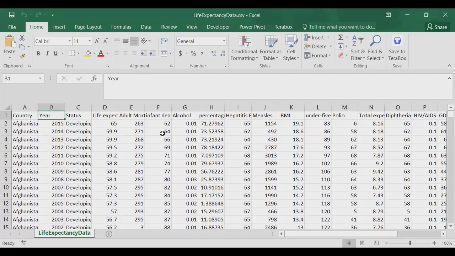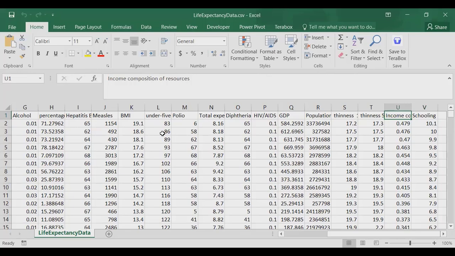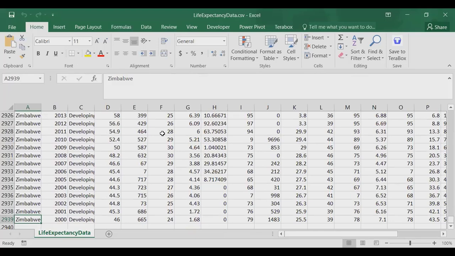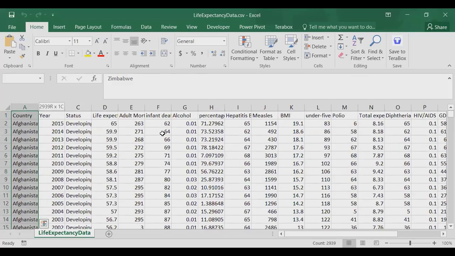The country name is there, year is there, status is there, life expectancy is there, adult mortality is there, infant deaths, alcohol, percentage expenditure, and it goes on to BMI, body mass index, and schooling. These are mostly 22 columns, along with roughly 2,900 rows. It's very simple data, and some of the variables you clearly understand.